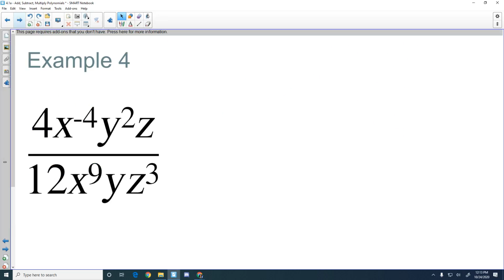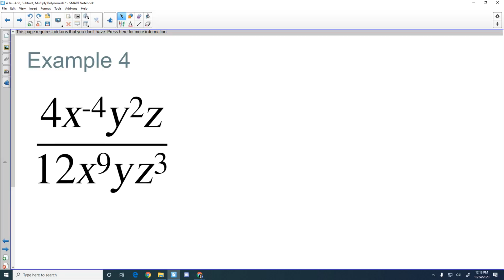Why do these keep on getting so tricky? Don't worry, it's not that bad. I know there's like a billion terms in this one, but I'm going to show you how to make this nice and easy. Trust me, I've got a really cool method for simplifying these big monomial fractions.